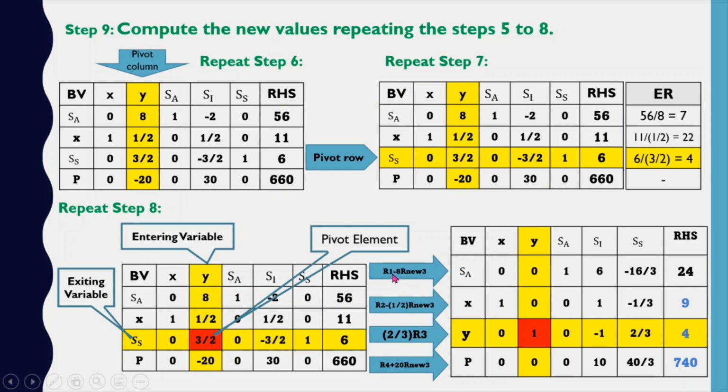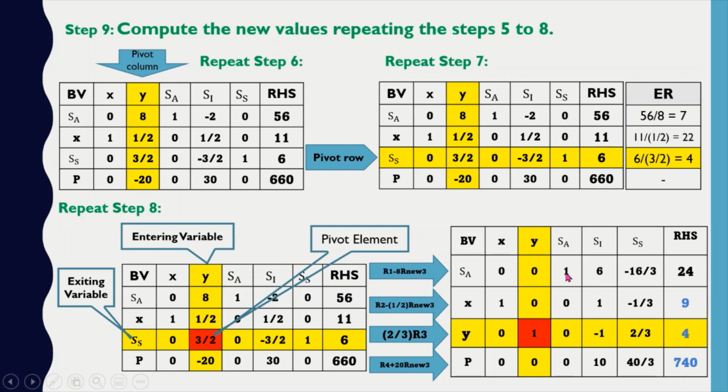So for row 1 here, R1 is 0 minus 8 times 0, so that is y equal to 0. Next, we have column y. Column y is 8 minus 8 times our new row 3, which is 1. So that is equal to 0, 8 minus 8 is equal to 0. Next, column SA, slack variable for assembly. The original value is 1, so 1 minus 8 times the new value of 0, so it is simply equal to 1.